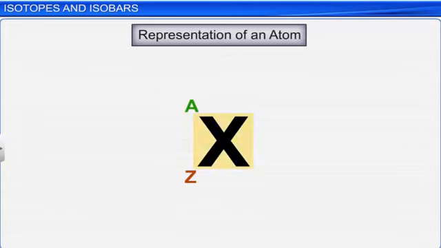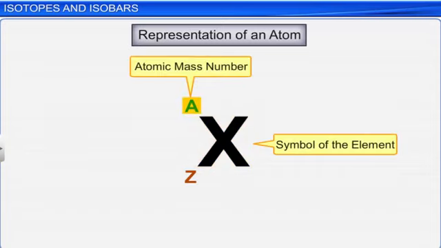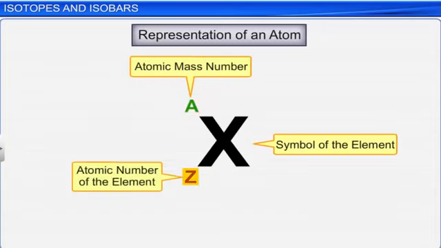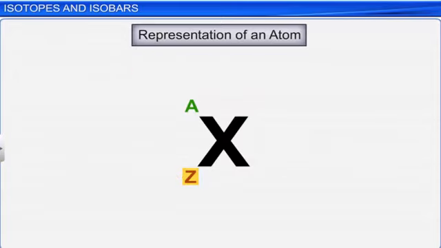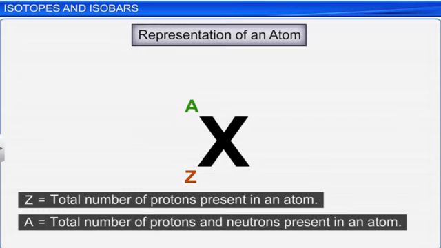The symbol X represents the symbol of the element. The superscript A on the left-hand side of X represents the atomic mass number, and the subscript Z on the left-hand side represents the atomic number of the element. As you have learned before, atomic number Z gives the total number of protons present in an atom, while the atomic mass number gives the total number of protons and neutrons present in that atom.